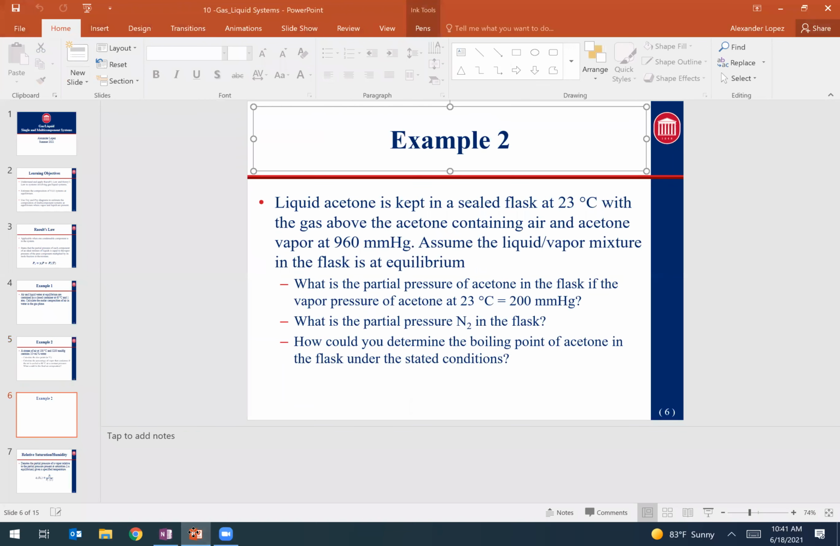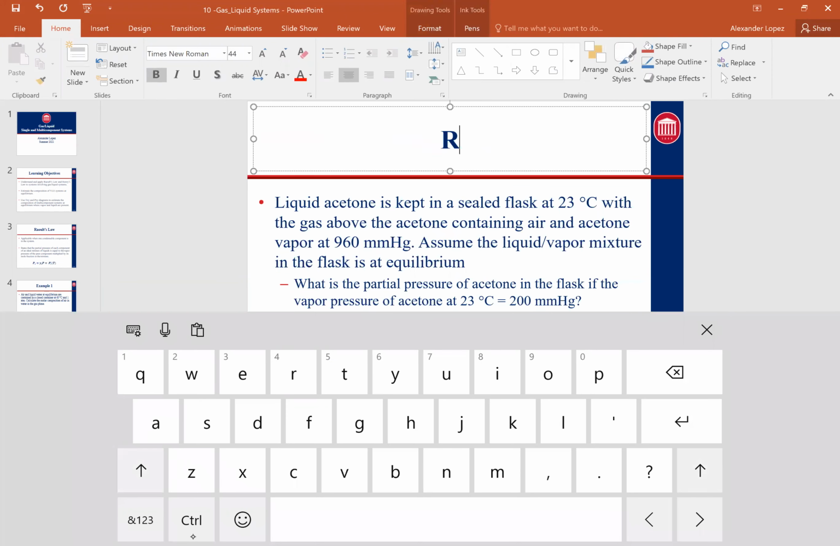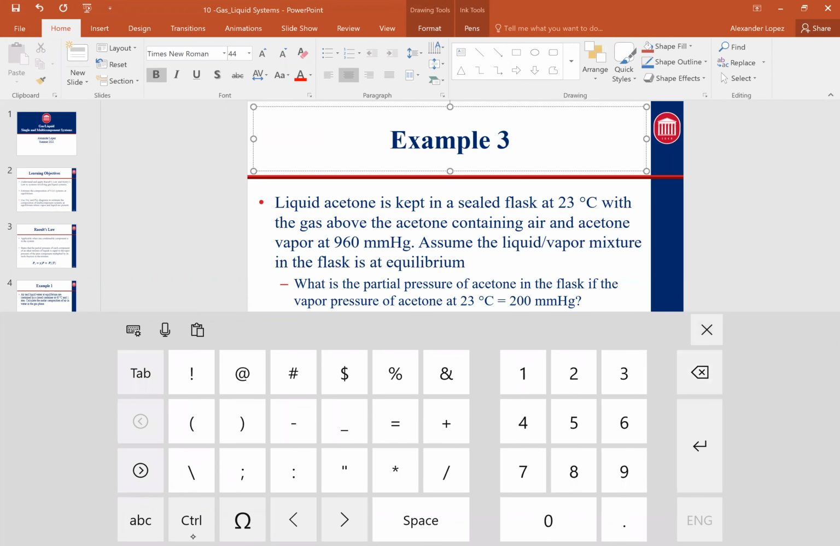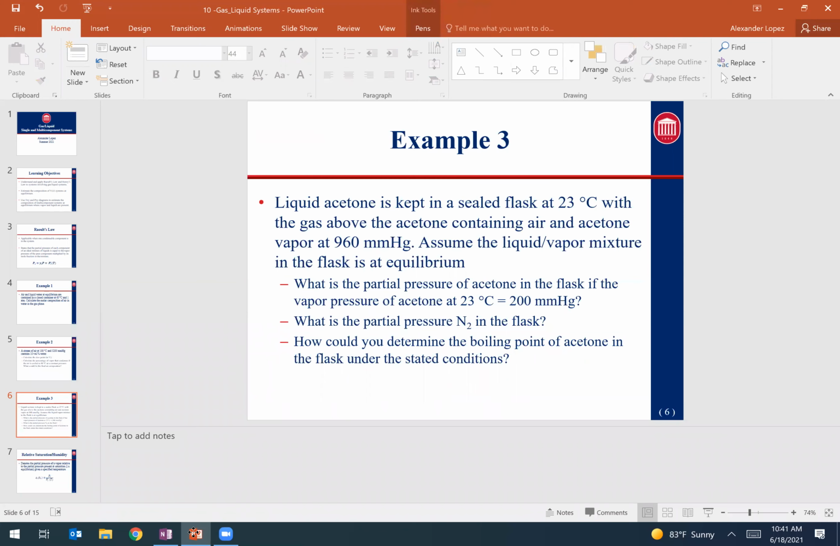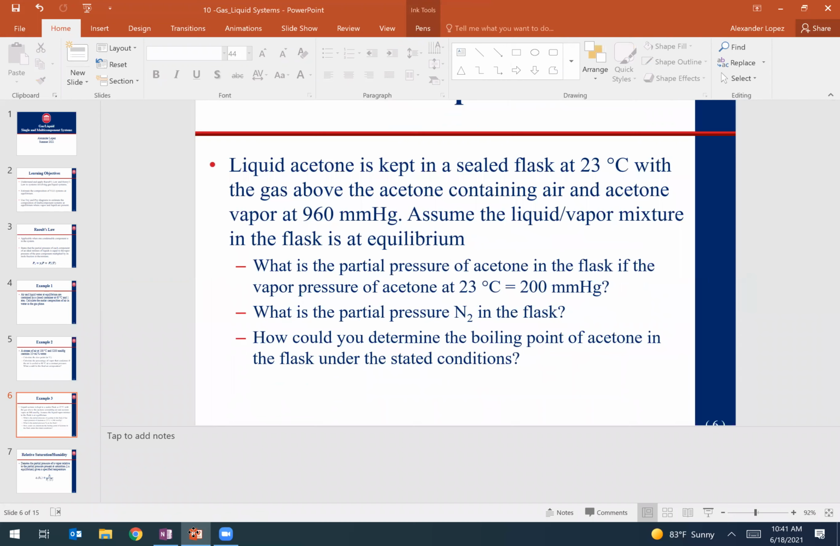All right, let's look at another example. I should say 3. All right, so in this example, I have liquid acetone in a sealed flask at 23 degrees Celsius with the gas above the acetone containing air and acetone vapor. The total pressure, 960 millimeters of mercury. And we can assume that the mixture is at equilibrium.